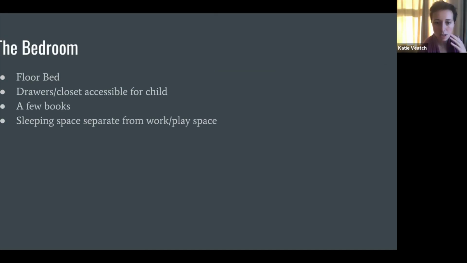So you can't have a rocking chair because they could pinch their fingers kind of a thing, or anything that they could climb on. Everything needs to be anchored to the wall, but you can do it. You want the drawers and closet accessible to the child, or a few items accessible to the child. You'd like some books for them to be able to access for when they're in there on their own. And we want to, as much as we can, keep the sleeping space separate from the work and play space.